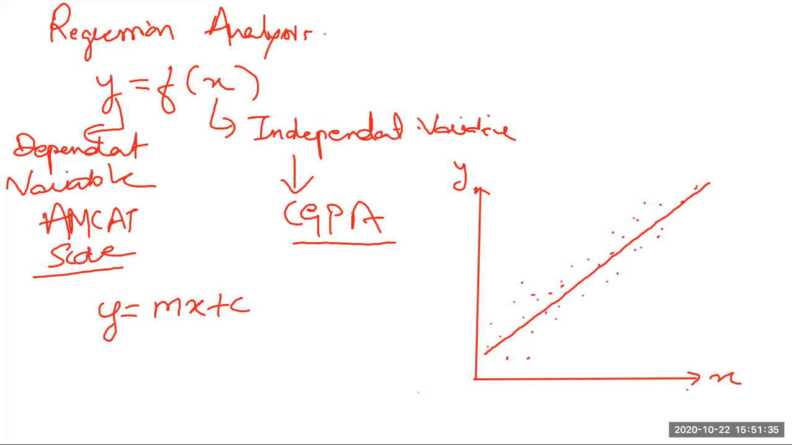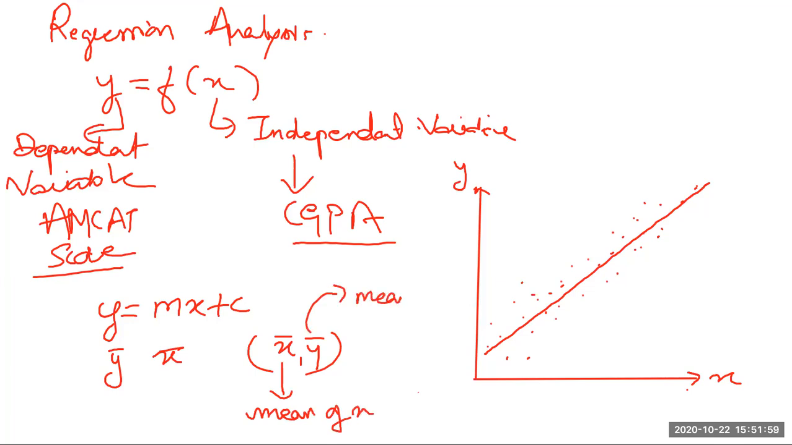But surely this line will pass through two important points that may or may not be part of the data set: x bar and y bar. So (x bar, y bar) will be a point on this line. X bar is the mean of x, and y bar is the mean of y. So surely this line will pass through the mean of x and the mean of y.